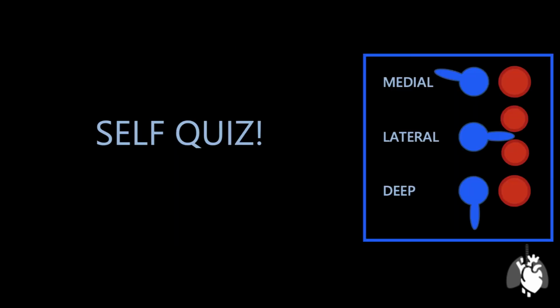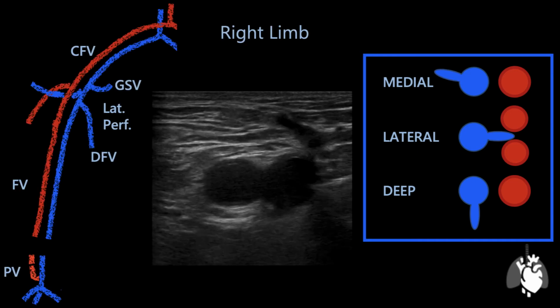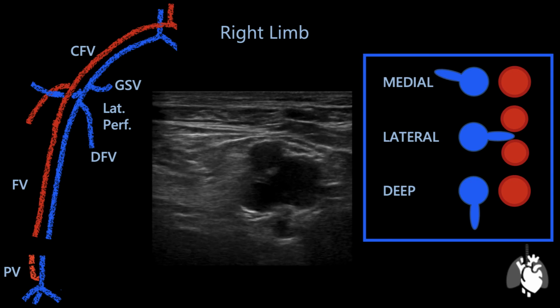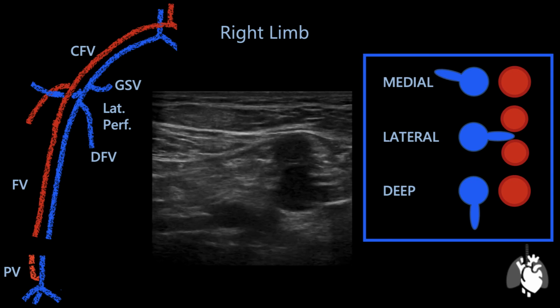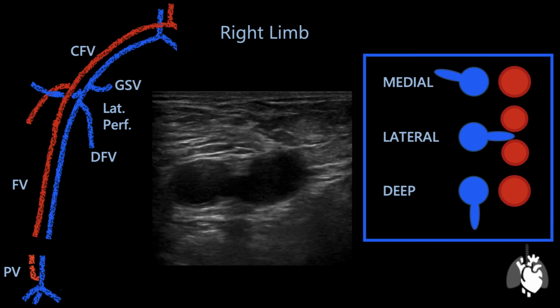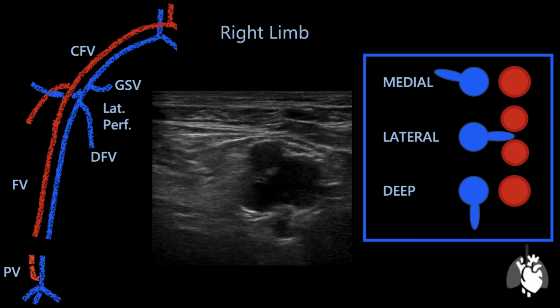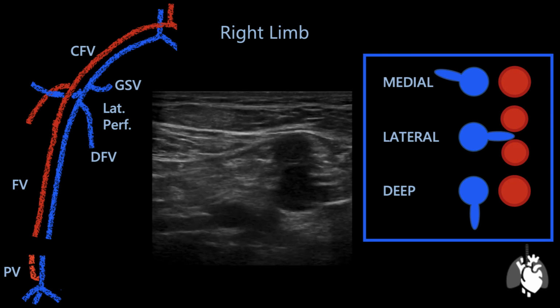Okay, self-quiz time. I'm going to show you a non-compressed clip sliding down the right leg vessels, and you try to identify them. Remember, medial, lateral, deep. It is important to remember this anatomy, as medial and lateral will be opposite on the left and right legs. Simply remembering right and left takeoffs will confuse you if you're going to be scanning both legs.